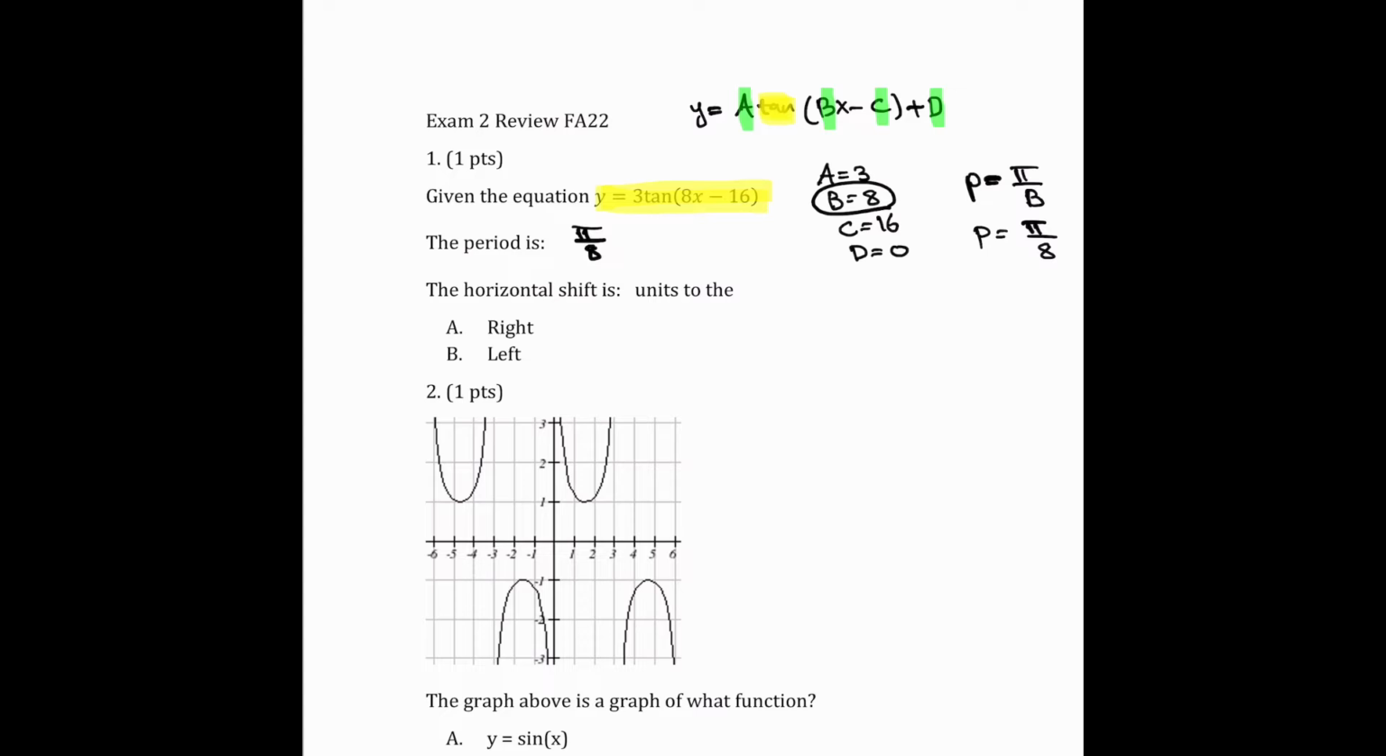Of course, your question is going to be a little bit different. These numbers are going to be different. The horizontal shift, or the phase shift, is equal to C over B. So it's equal to C is 16 and B is 8. So the phase shift is equal to 2. So it moves 2 units to the right because it's positive. That is the first question.